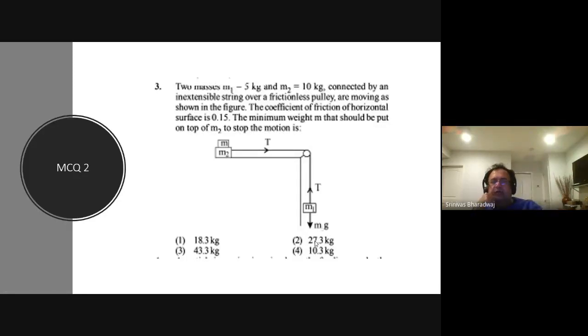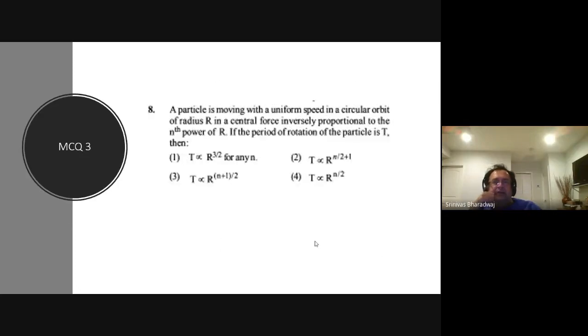Okay, all right. So then a particle is moving with uniform speed in a circular orbit of radius r, right? And in a central force inversely proportional to the nth power. The period of rotation of the particle is T, right? Central force is inversely proportional to the nth power of r. Right. Central force is what?